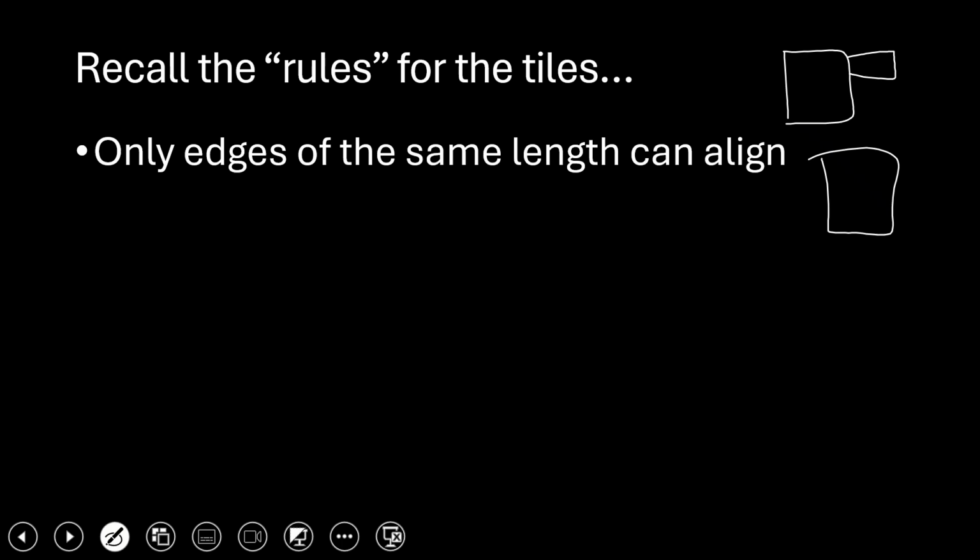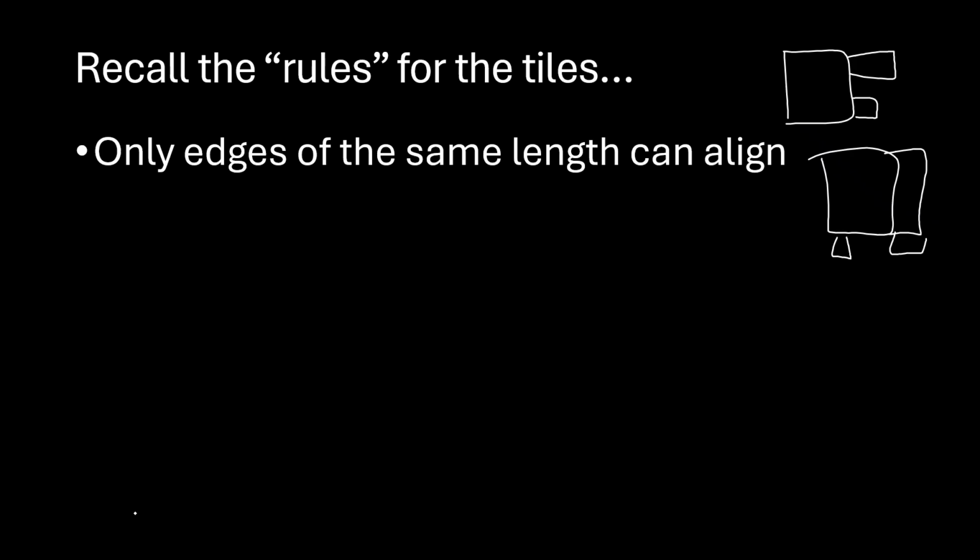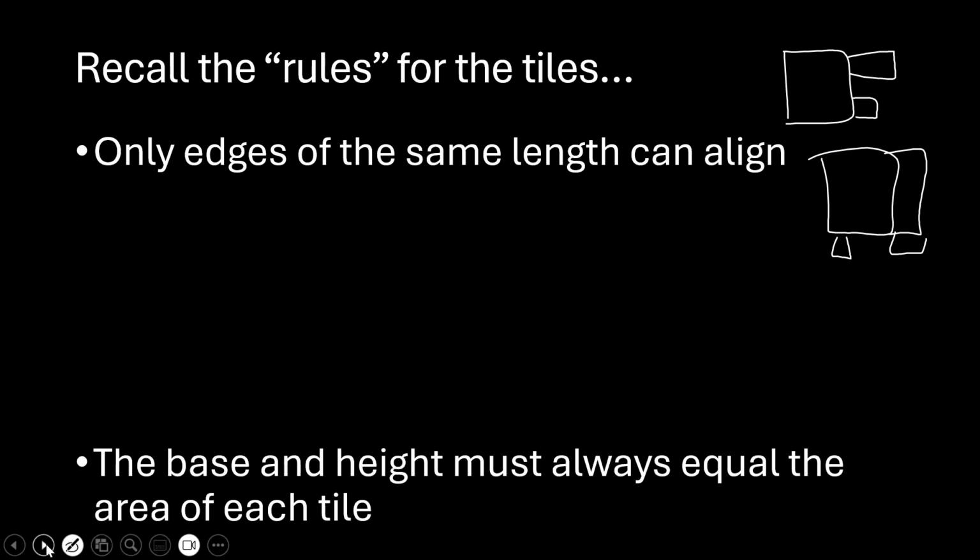If you've got the square, the rectangle has to go up against it that way. You also can't put the little square like there, you can't do that. You can line that up there. Okay, so only edges of the same length can align.